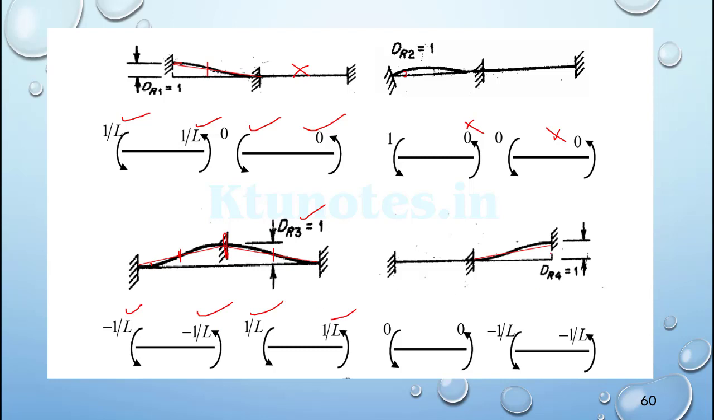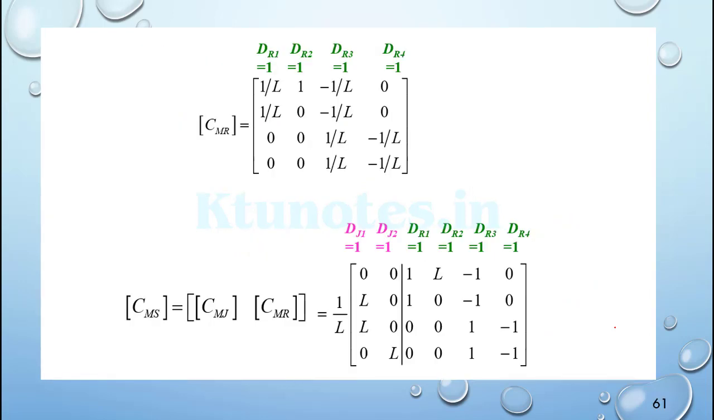And for the rightmost one, it will be the same as for dr1, the same thing for dr4, but the only difference is the sign change, being anti-clockwise positive. Hence the full CMR is written column wise. Then CMS is equal to CMJ into CMR. So we are writing all the matrices in a clubbed way.